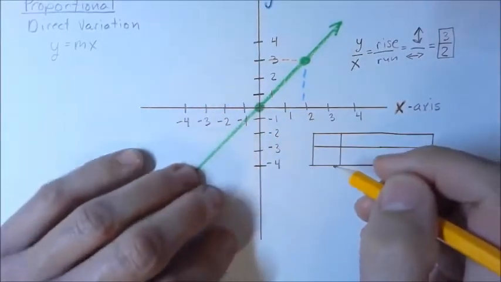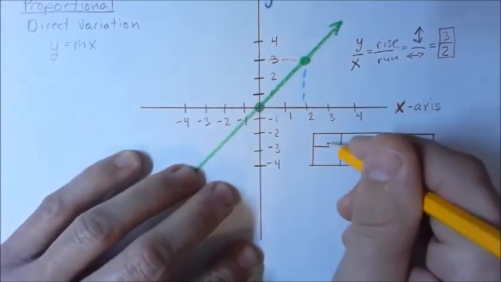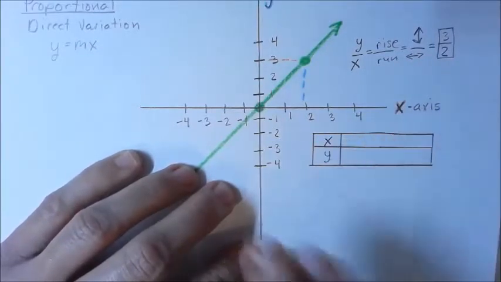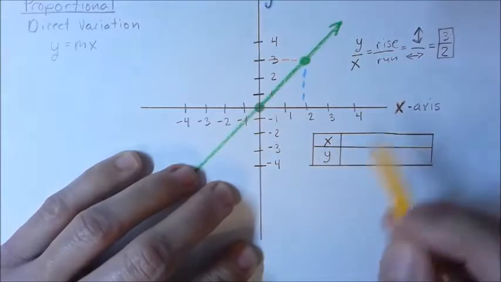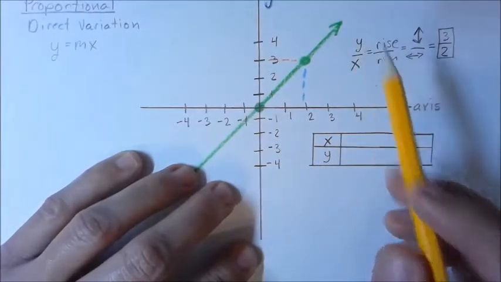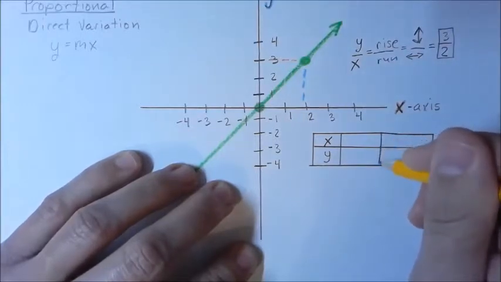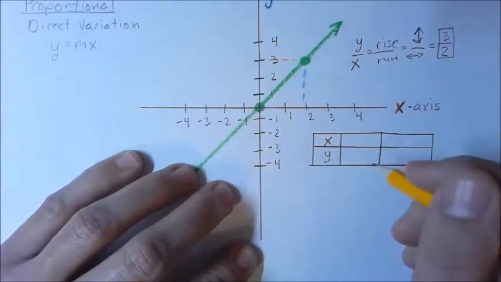Now typically in most of the problems that you're going to do, they like to put the x first in the table and the y second. I don't know why. When I look at slope, I always want to put the y on top. But this is typically how the tables are, so I'm going to go ahead and follow that same trend.